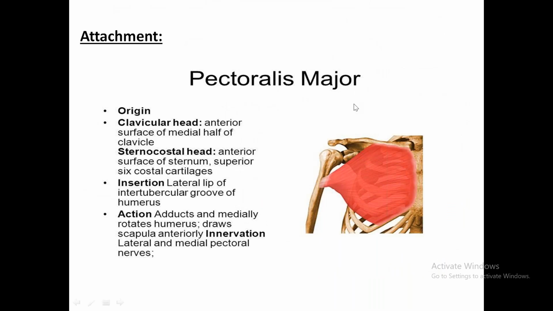Pectoralis major. It has two parts, the clavicular part and the sternal part. The clavicular head originates from the anterior surface of the medial half of the clavicle, and the sternal part arises from the anterior surface of the manubrium sterni, body of the sternum, and superior six costal cartilages. Insertion. It is inserted on the lateral lip of the intertubercular groove of the humerus. Action. Abducts and medially rotates the humerus, draws the scapula anteriorly. Innervated by the lateral and medial pectoral nerves.